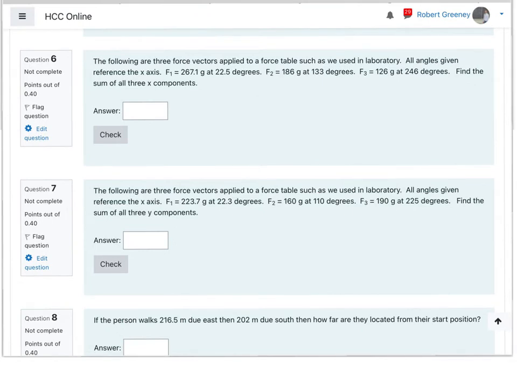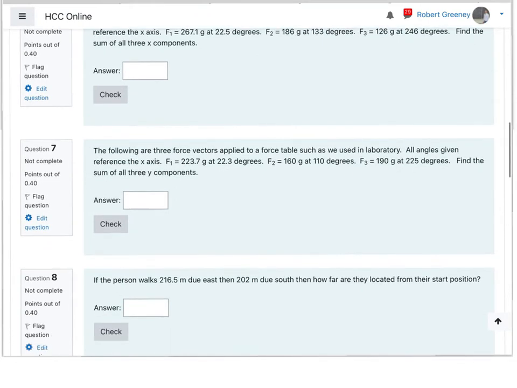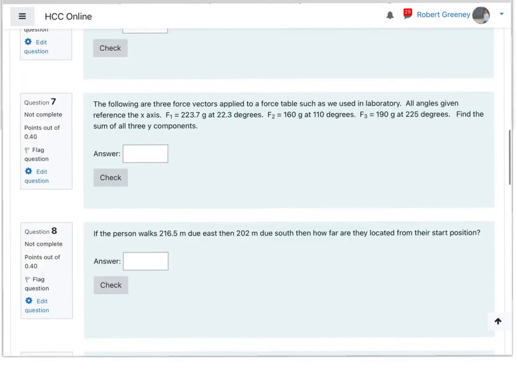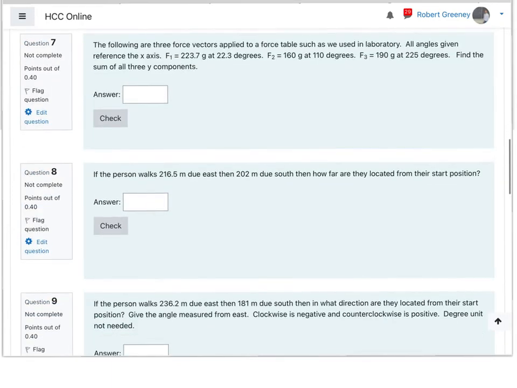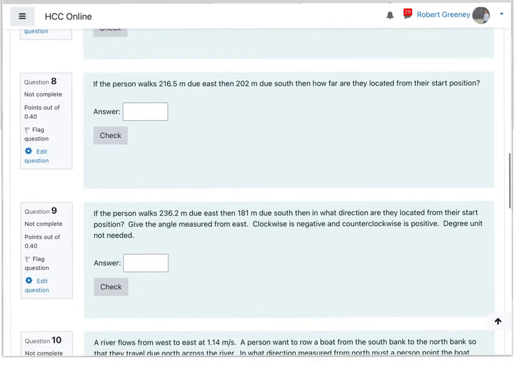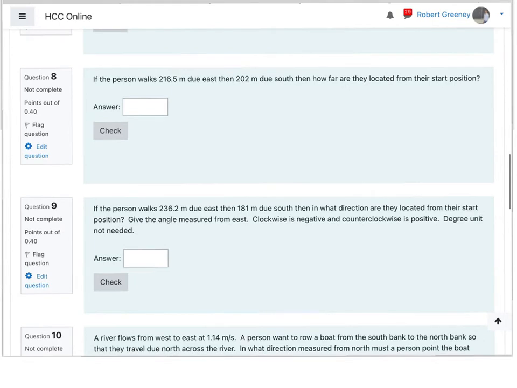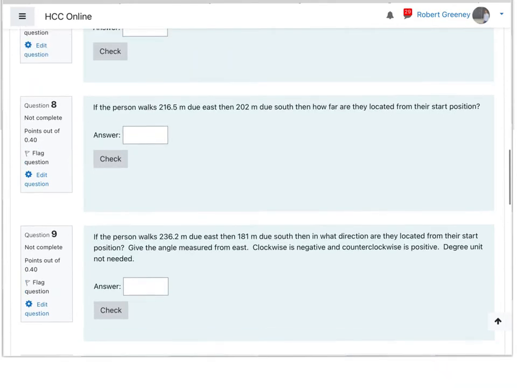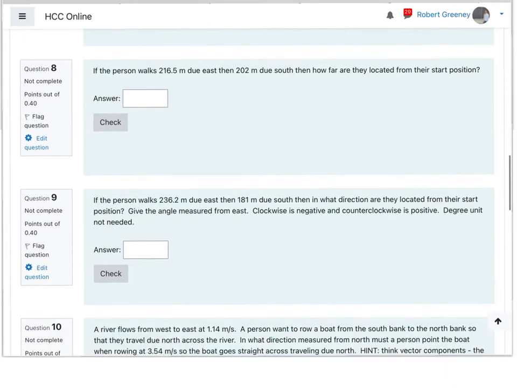So now we want to do number 7, which gives the y components of a different set of vectors. And then number 8, a person walks due south. Let's read number 8. It's pretty straightforward. Let's draw it: we go due east a certain distance, 216. And then we go due south, almost the same length, but a little bit shorter, like that.